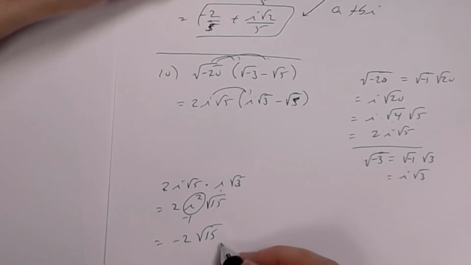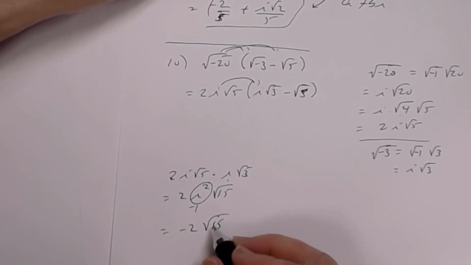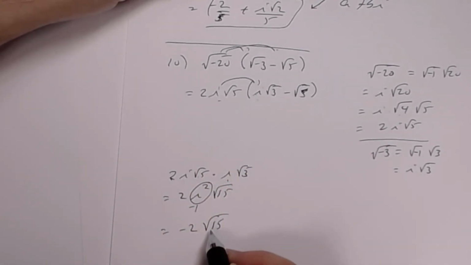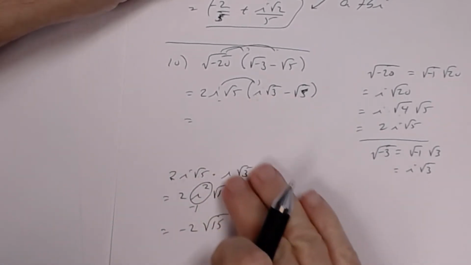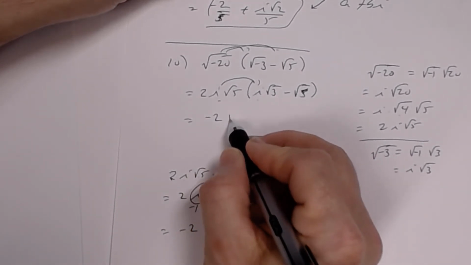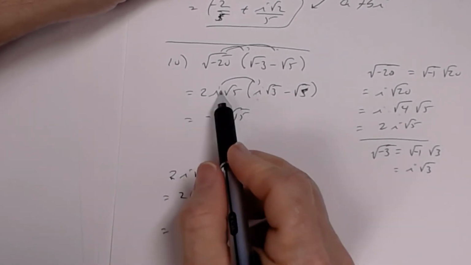Now, can I simplify the square root of 15? Is there a perfect square other than one that goes into 15? No. So this times this is this. You see, it helps if you go off to the side and do your work. So this is going to be negative 2 square root of 15. All right, and let's do this one.